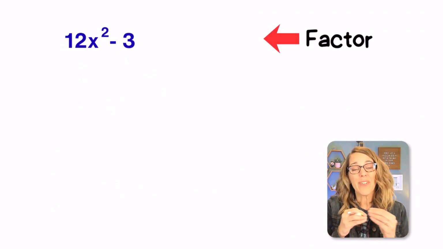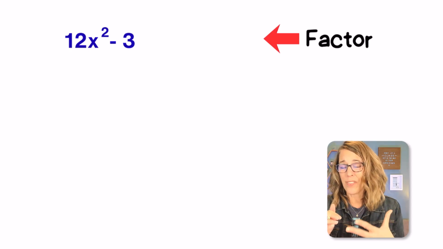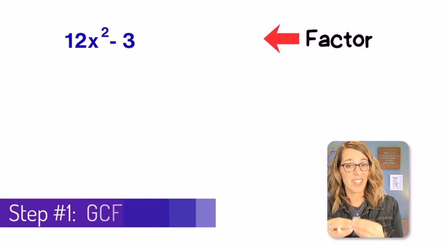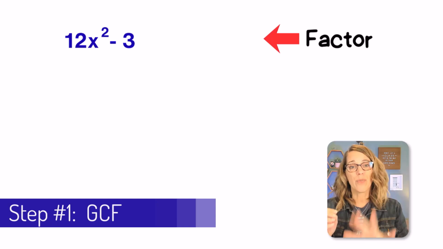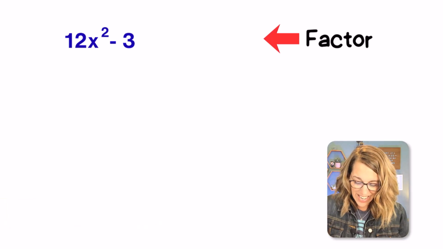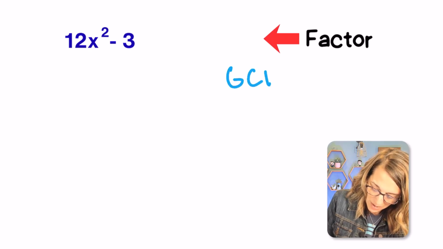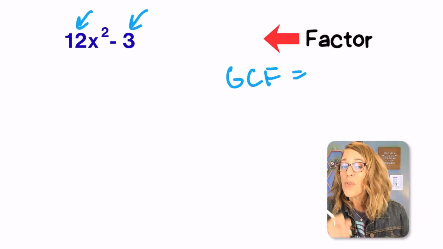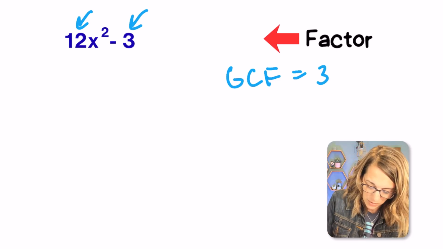Now again, we're looking for values squared, and the x is squared, but the 12 and the 3 are not something squared. However, the very first step that you want to do when you're factoring anything is to look for a greatest common factor, a factor that all of your terms share. And in this case, I do have a greatest common factor. Let me write it over here. My GCF is 3 because 3 goes both into 12 and into 3. So my GCF is equal to 3.